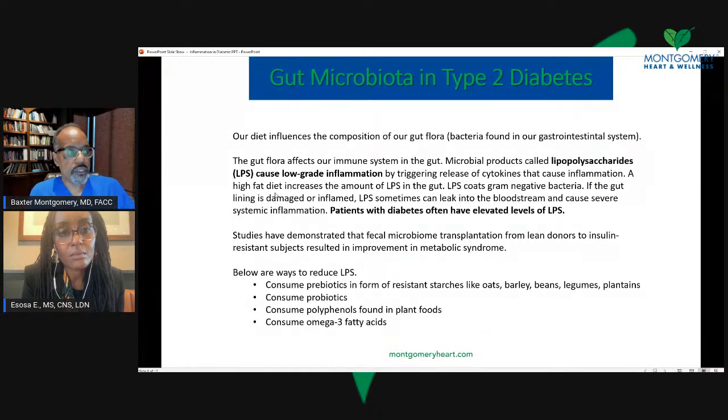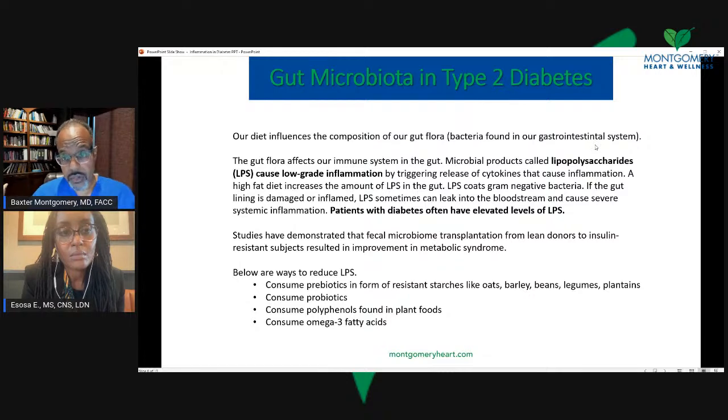Now, what about your gut flora, gut microbiota, in type 2 diabetes? We talk about gut flora and the microbiome a fair amount. It's an important area. If you remember when I talked about the mechanisms of disease, we talk about inflammation, we talk about oxidative stress. The other major mechanism, which may be more foundational than the first two, is the abnormal microbiome. Our diet influences the composition of our gut flora, that's the bacteria found in the gastrointestinal system.